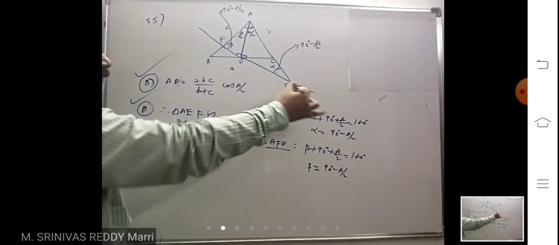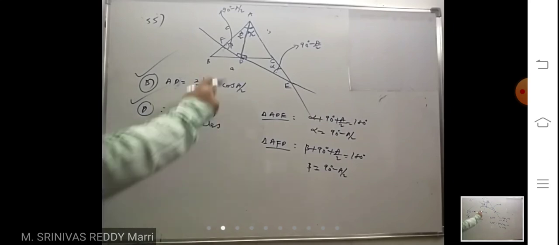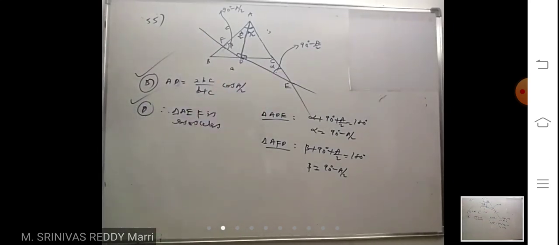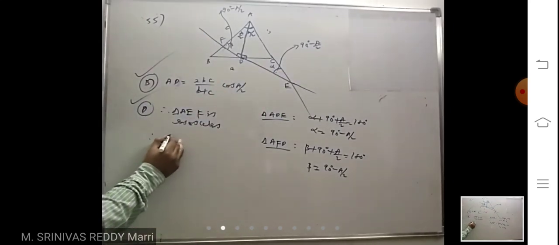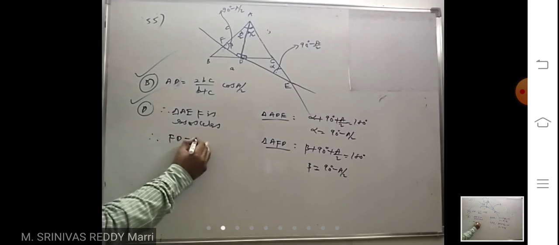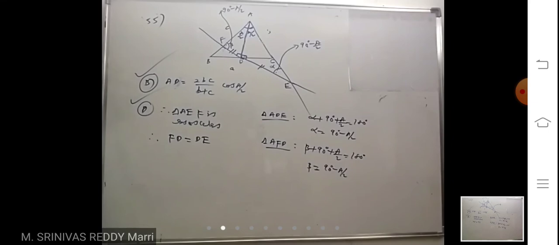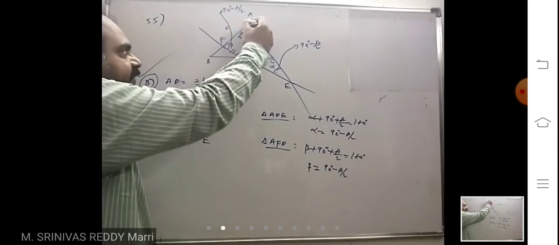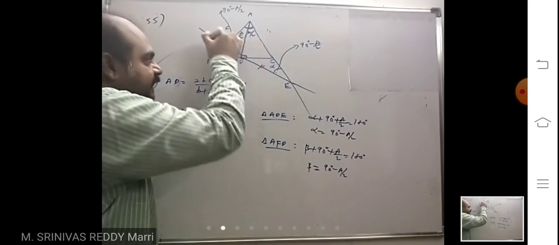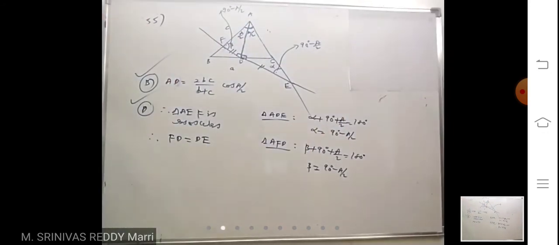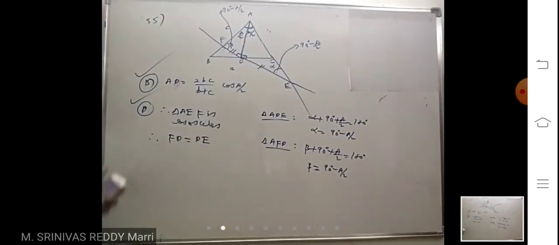So this will be the perpendicular bisector of FE also. It will bisect the FE side also. Therefore, we can say that FD equals DE. Definitely, FD equals DE because the vertical angle bisector bisects this angle as well as the opposite side.